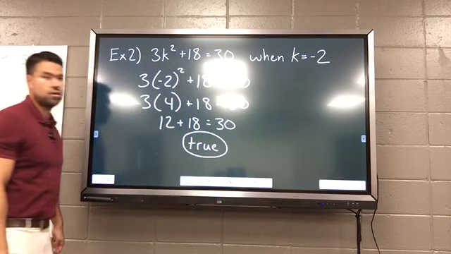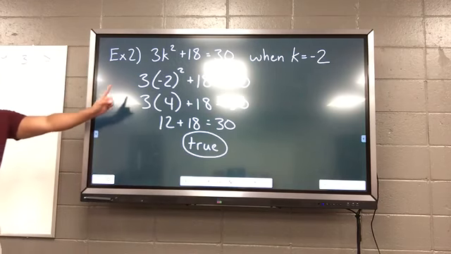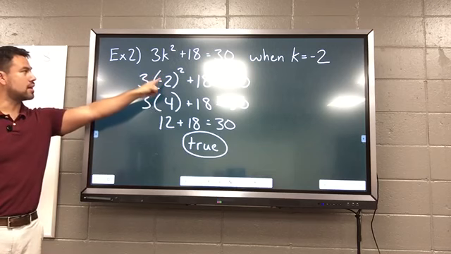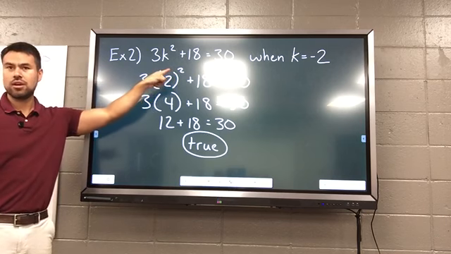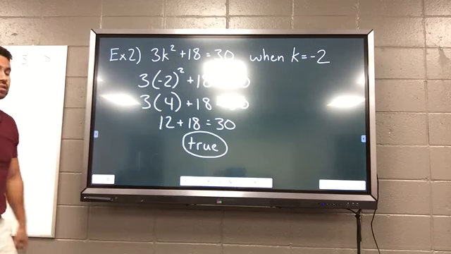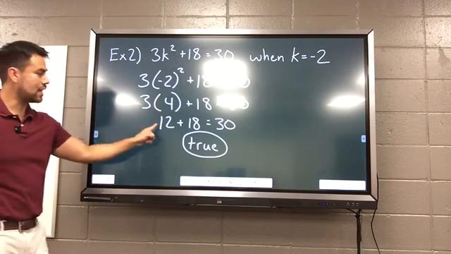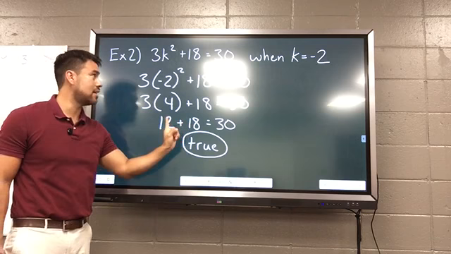Did you guys get true? Yes. Okay. You notice here, when I substituted negative 2 for k, that's negative 2 squared. What's negative 2 times negative 2? Positive 4. So that's how I get a positive. If you got a negative, you get negative 12. Negative 12 plus 18 is 6.